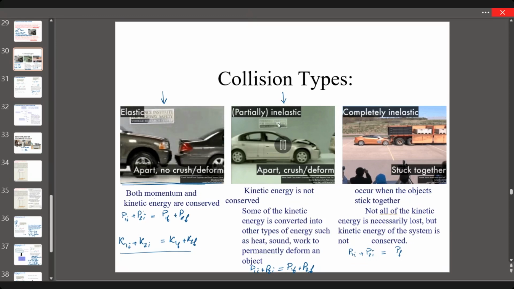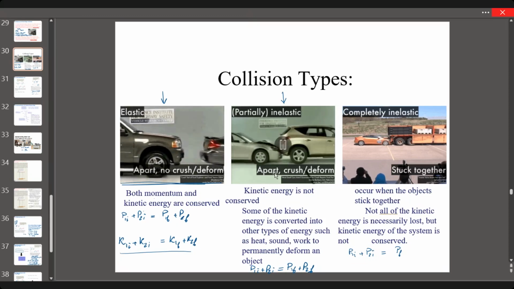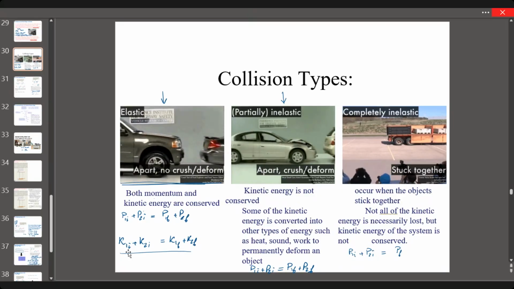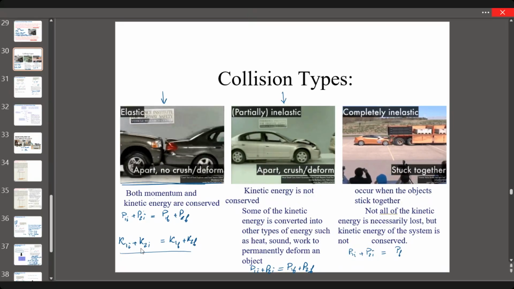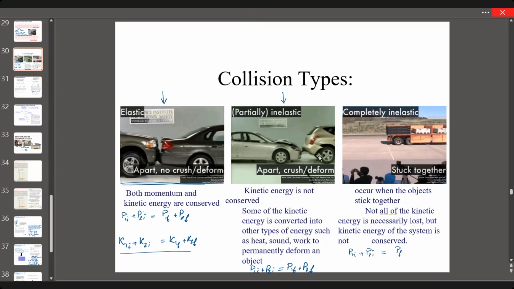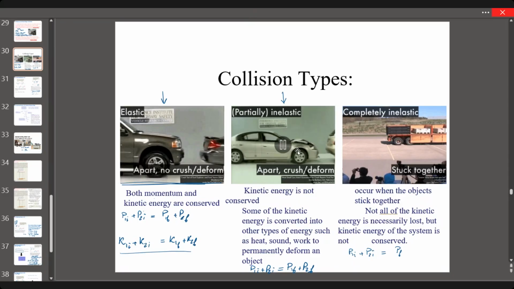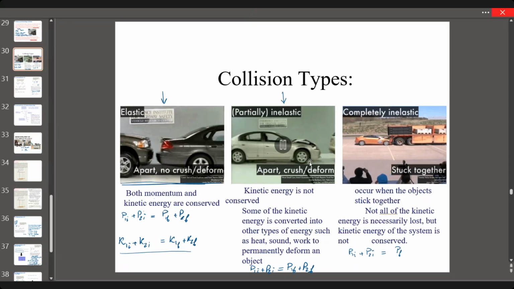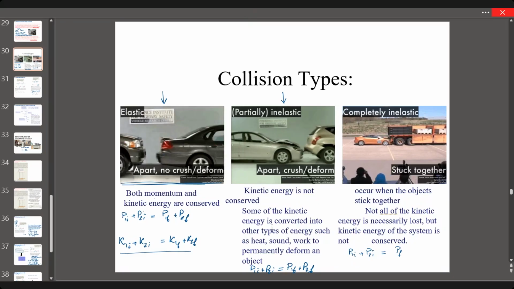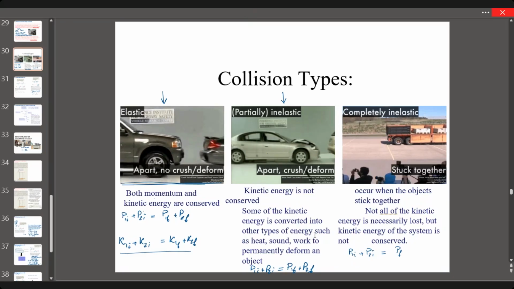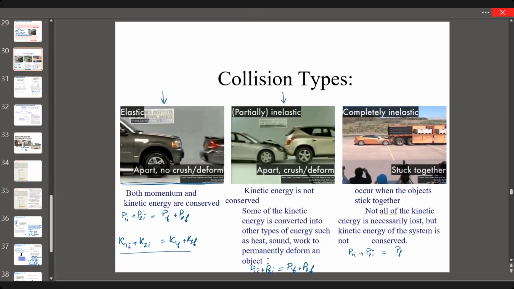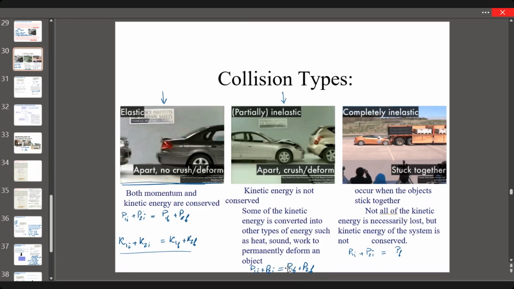Our second kind of collision is a partially inelastic collision. Here, some energy is lost for the deformation. So I cannot say that the kinetic energy is conserved because some of the kinetic energy of the first car is going to be transferred to deformation and vibrational energies due to the change in the shape at the front. So some of that kinetic energy is converted to other types of energy, such as heat and work, to permanently deform the object. Here I will say only the linear momentum is conserved.